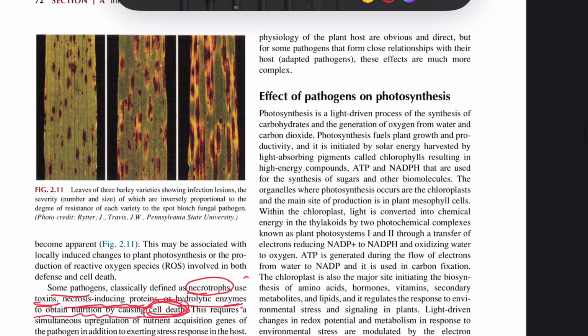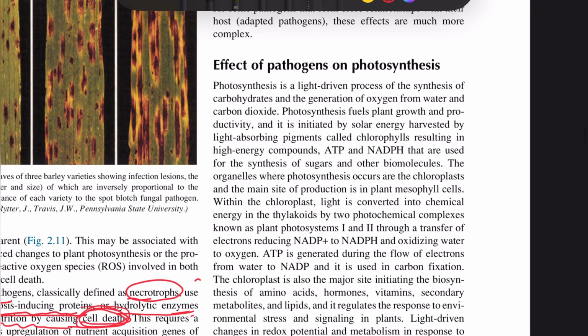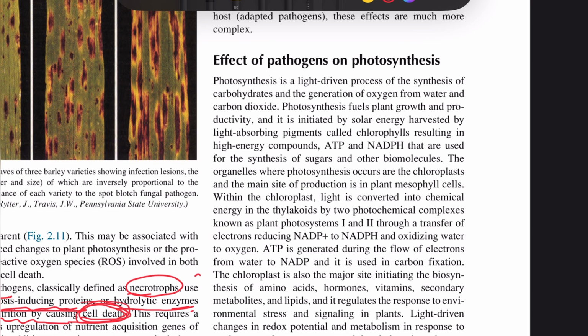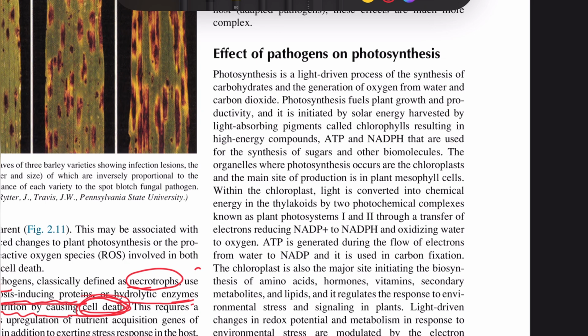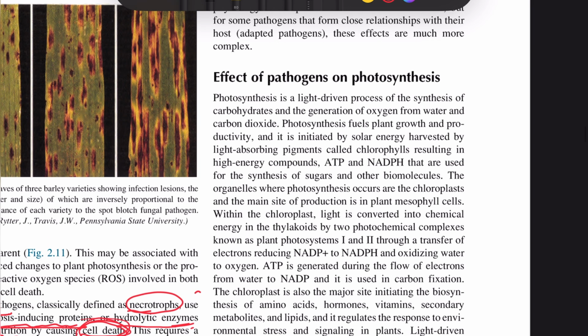Here it is. Effect of pathogen on photosynthesis. Now, photosynthesis happens in the chloroplast. We have studied it in 10 plus 2. But during stress, stress means what? It can be biotic stress or abiotic stress. We humans have so many stresses, right? Physical stress, mental stress, so many pressures. In the same way, plants are having stress as well.